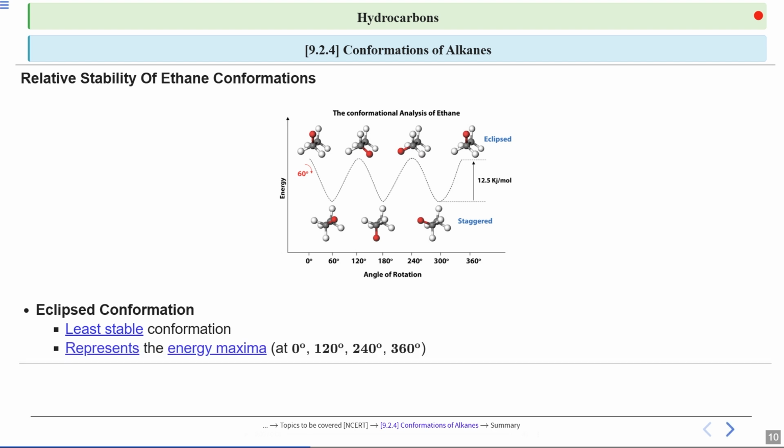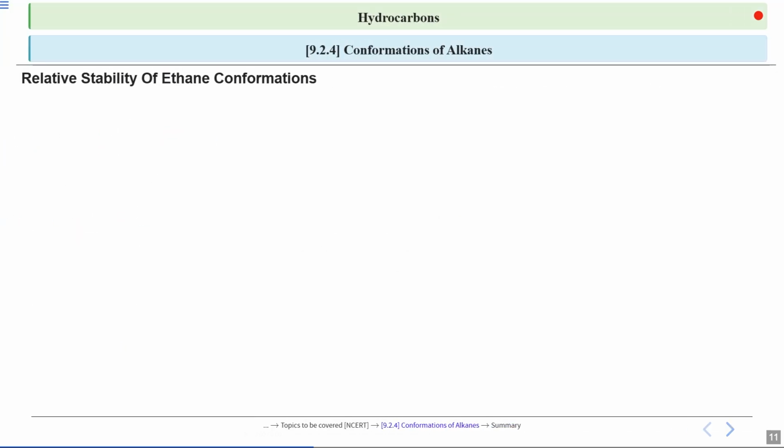Next, this is represented by the energy maxima, and it occurs at an angle of 0 degrees, then at 120 degrees, meaning if you rotate it by 60 degrees and then again 60 degrees. So after a 120-degree rotation, you get an eclipsed conformation. In that way, you will get it again at 240 degrees and again at 360 degrees. So these are the 3 maxima that you are observing after 0 degrees, and this represents your eclipsed conformation.